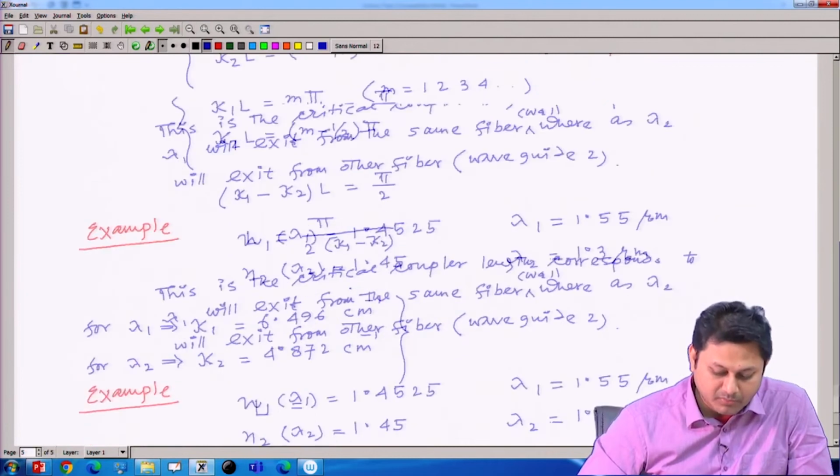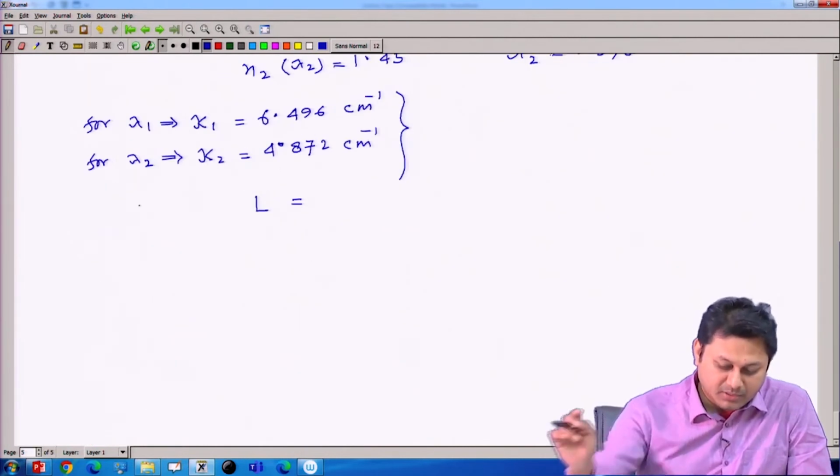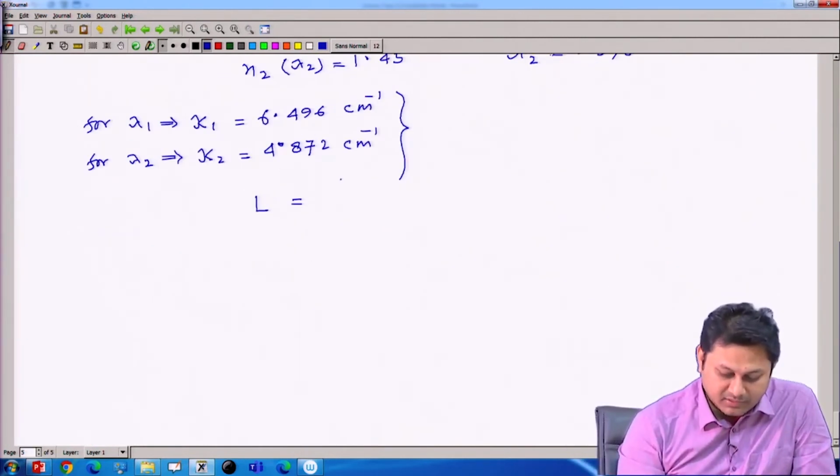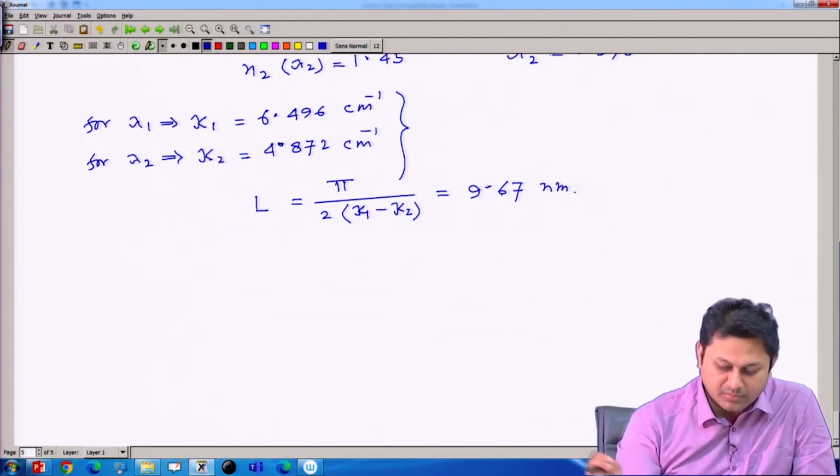That we already calculated. It is pi divided by 2 times (kappa 1 minus kappa 2). Kappa 1 and kappa 2 values are given. So, I can calculate that. So, L is equal to pi divided by 2 of (kappa 1 minus kappa 2), which is equal to 9.67 nanometer. If you calculate that, it should come like this.